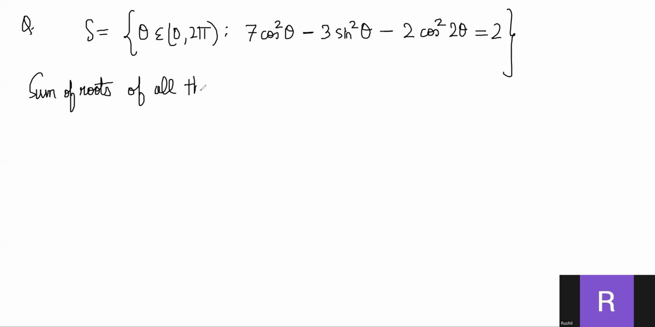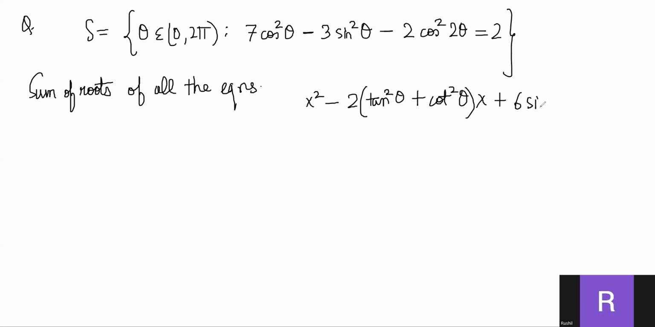Then the sum of roots of all the equations of x square minus 2 bracket tan square theta plus cot square theta x plus 6 sine square theta equals 0, where theta is part of S. This one also I had solved after the exam.